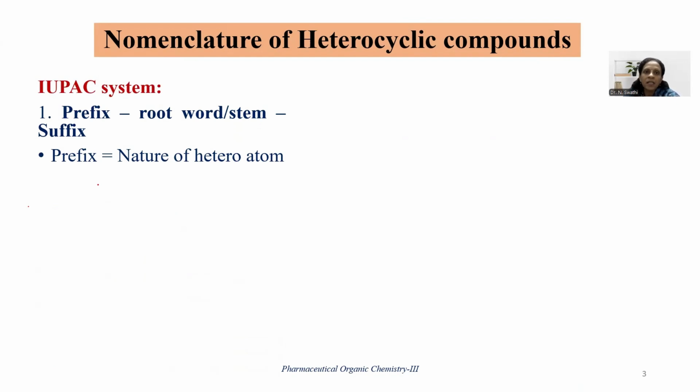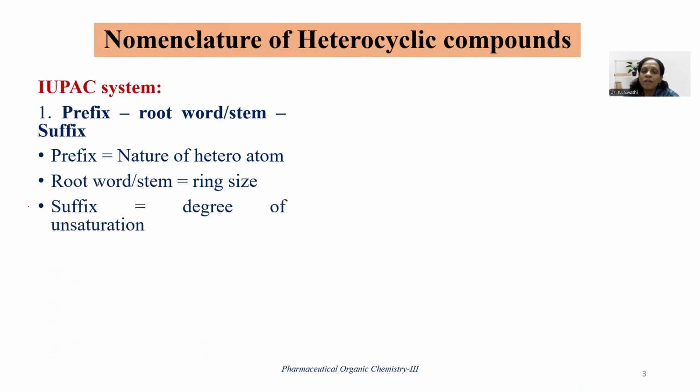In the prefix, the nature of the heteroatom present in the heterocyclic compound should be indicated, while the ring size should be indicated in the stem or root word, and the name of the heterocyclic compound should end with a suffix which indicates the degree of unsaturation. So whether the given heterocyclic compound has oxygen, nitrogen or sulfur, which type of heteroatom is present, that should be indicated in the prefix.